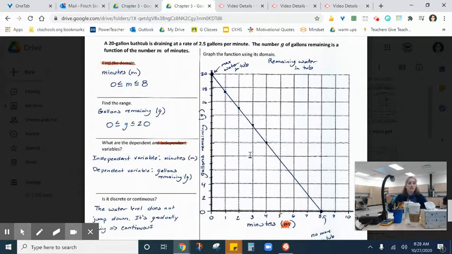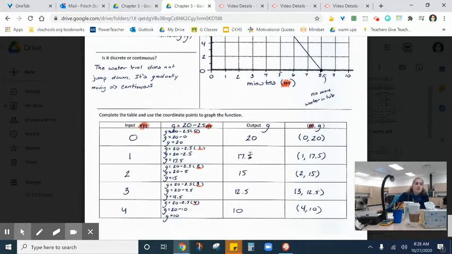Your independent variable is the minutes that have gone by, right? You have control over stopping, putting a plug in the bathtub and measuring and everything. So that's what you have control over, is the minutes. And then the dependent is how many gallons there are left. How many minutes have gone by affects how many gallons are left. So it is continuous.